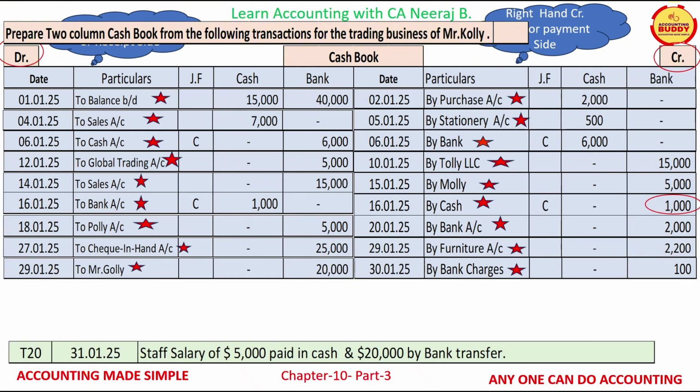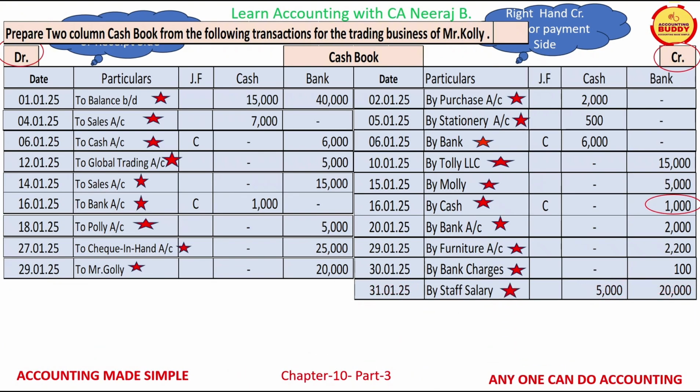Transaction T20 is on 31st of January, business paid salary of $5,000 in cash and $20,000 by bank transfer. Since this is a payment transaction, it will be recorded on the right hand credit side of the cash book. $5,000 will be recorded in the cash column and $20,000 will be recorded in the bank column of the cash book on 31st of January 25 by writing the words by salary account.